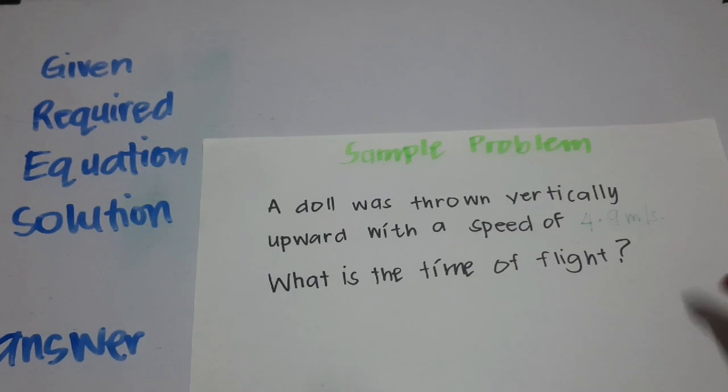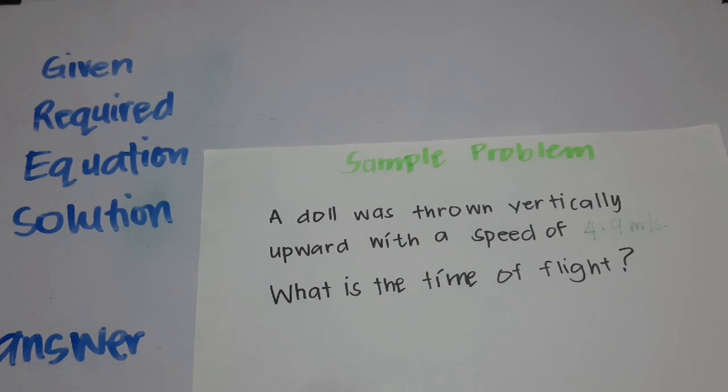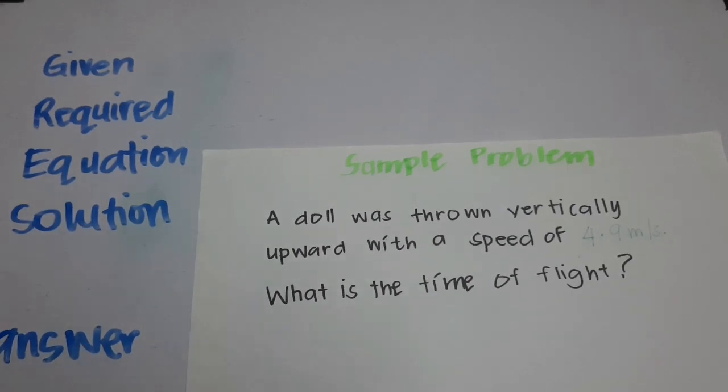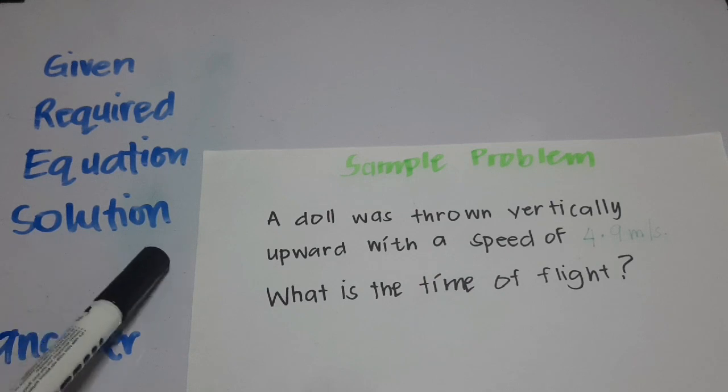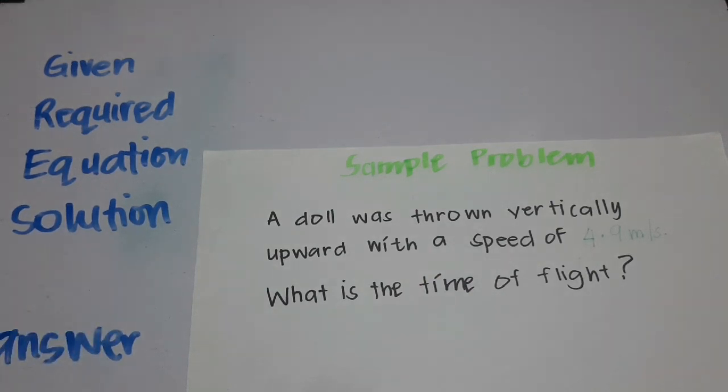So last problem for projectile motion. So number 5, a doll was thrown vertically upward with a speed of 4.9 meter per second. What is the time of flight? Okay, so how can we answer this problem? First, we must identify the given values, the required or the unknown, the formula and equation, write the complete solution, and then the answer.